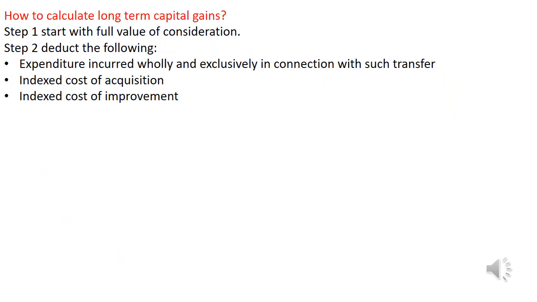Coming to the calculation of long-term capital gains, again we have to start with the full value of consideration, and we have to deduct the same things: expenditure incurred wholly and exclusively in connection with such transfer, indexed cost of acquisition and indexed cost of improvement. So the cost of acquisition and cost of improvement may slightly vary, and those are deducted, and then we get the long-term capital gain.